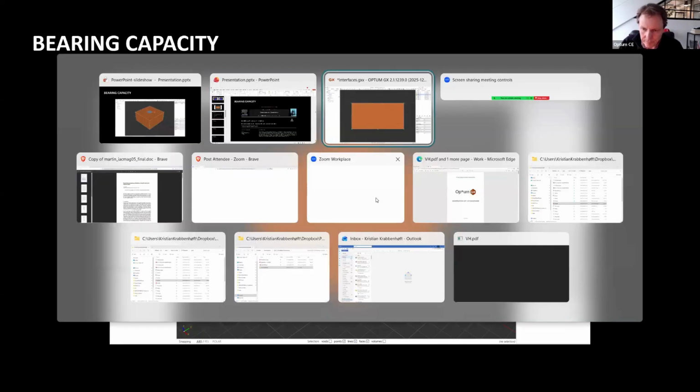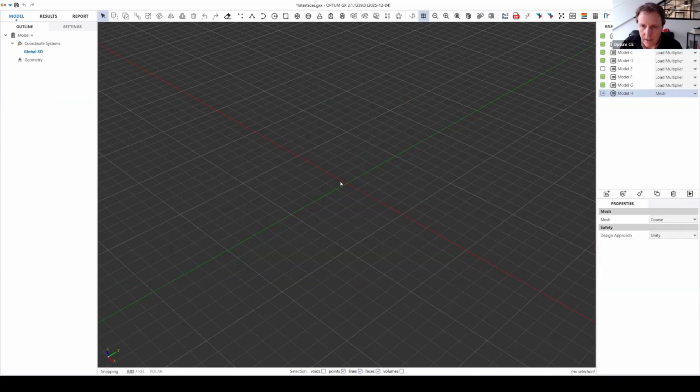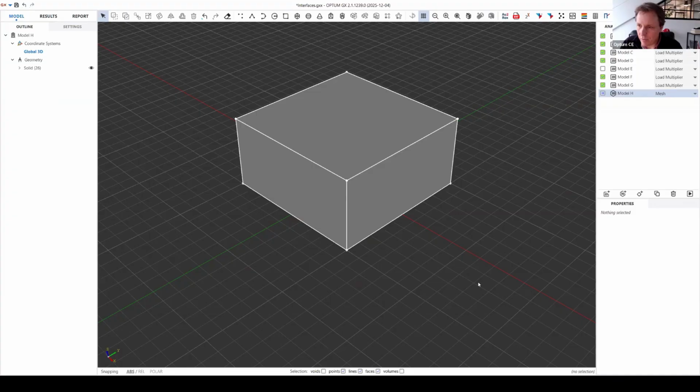Now to 3D, and 3D is supposed to be the same as 2D. That's one of the ideas with GX. So you need to be in a 3D world, and then you need to have the soil domain that's no longer a rectangle, it's a box. You draw it like that. And then there's two ways of modeling foundations as well.